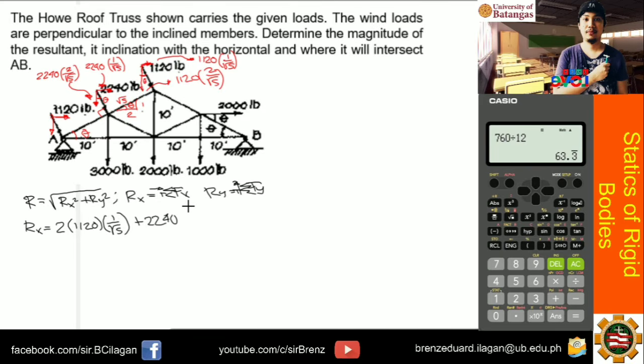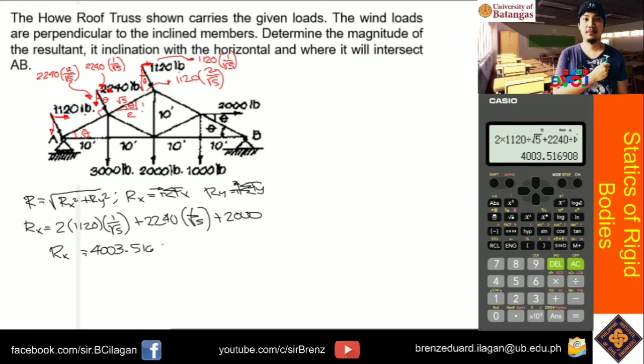Aside from that, meron pa ba tayong ibang force? Okay, so huwag kakalimutan to, meron tayo dito na 2,000 pound. That is also positive. So plus 2,000 pound. Okay, so what is the value of Rx? So buksan natin yung ating calculator. So 2 times 1120 divided by square root of 5, and then plus 2240 divided by square root of 5, and then plus 2000. Okay, so this is 4003.5169 pound.